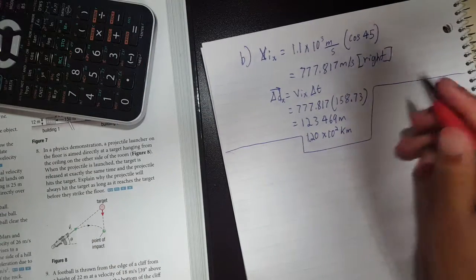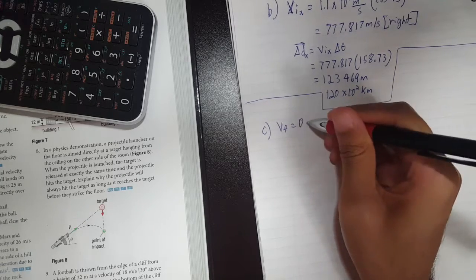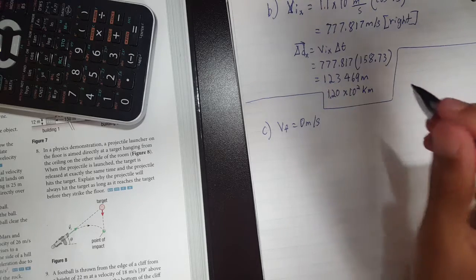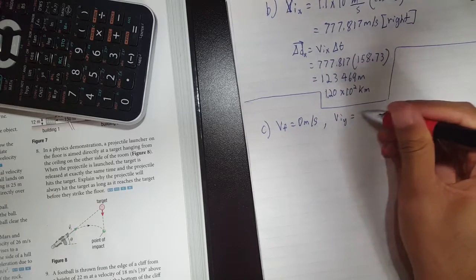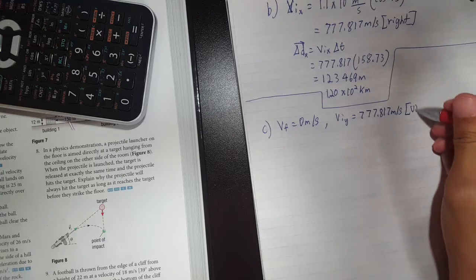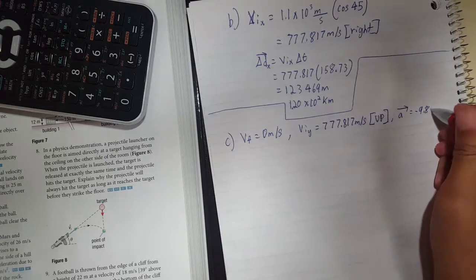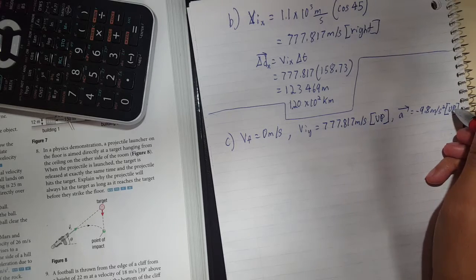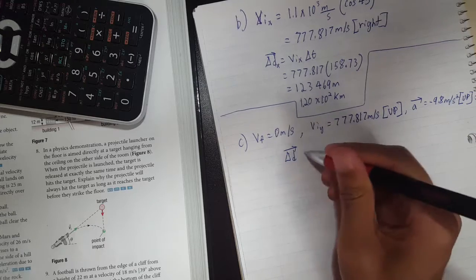And now part C is asking to find the maximum height. So in the maximum height, you know that the velocity final is going to be 0 meters per second, because it's temporarily at rest when it's at the maximum position. So we have Viy, which was 777.817 meters per second up. We have acceleration, which is negative 9.8 meters per second squared up, which is basically 9.8 meters per second squared down.